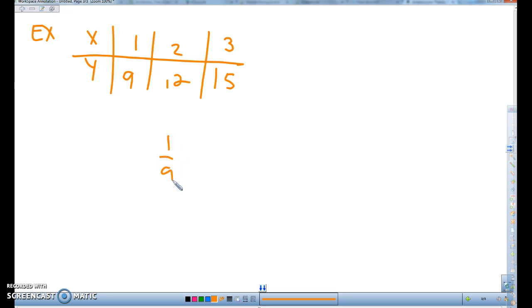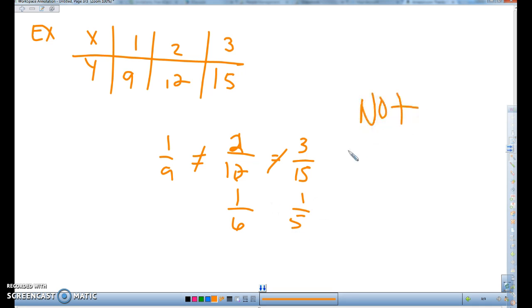Right. 1 over 9 is not equal to 2 over 12, because if I reduce 2 over 12, that would be 1/6, and that's not equal to 1/9. And 3 over 15 is not equal to those either, because that would be 1 over 5. So this is not proportional. Just because it's not proportional does not mean we can't find a function rule for this. And you guys know that from doing the What's My Rule Center.